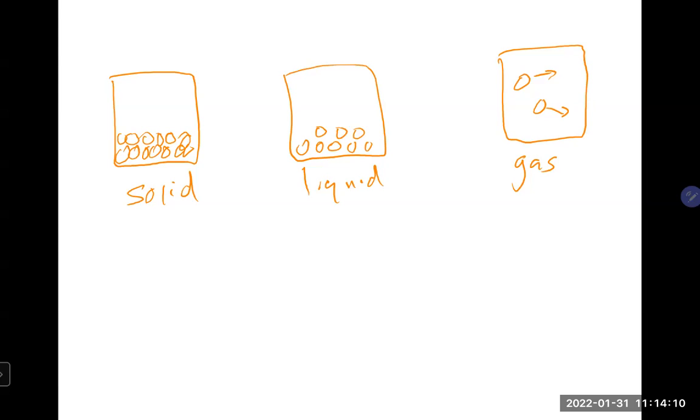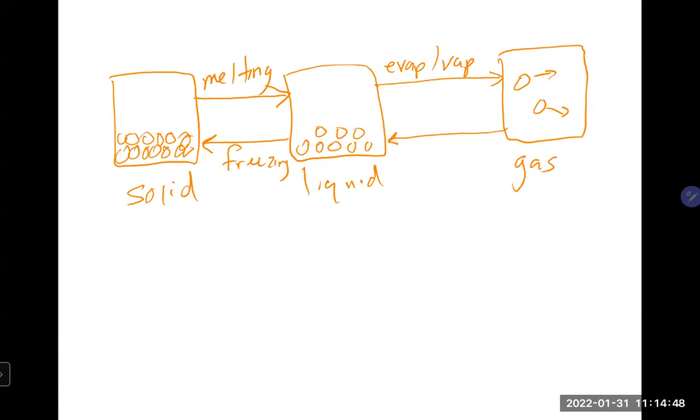A couple important things as we transition from these different states. As we go from solid to liquid, that is the process known as melting. If we go from liquid back to solid, that is the process of freezing. If we go from liquid to gas, that is the process of evaporation or vaporization. If we go from gas back to liquid, which is a common thing, that is the process of condensation.